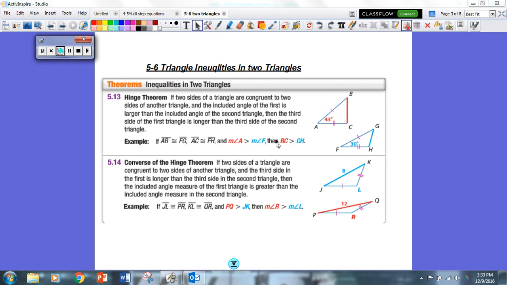Good afternoon. Today we are going to do triangle inequalities in two triangles.